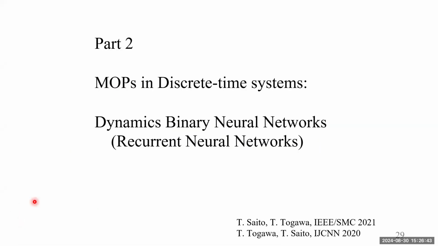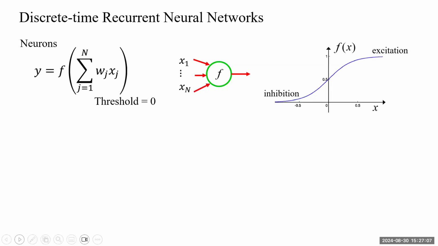Part two, MOPs in discrete time systems. Dynamic binary neural networks, a simple recurrent neural network. Let us begin by introducing classic simple discrete time recurrent neural networks, consisting of simple neurons.